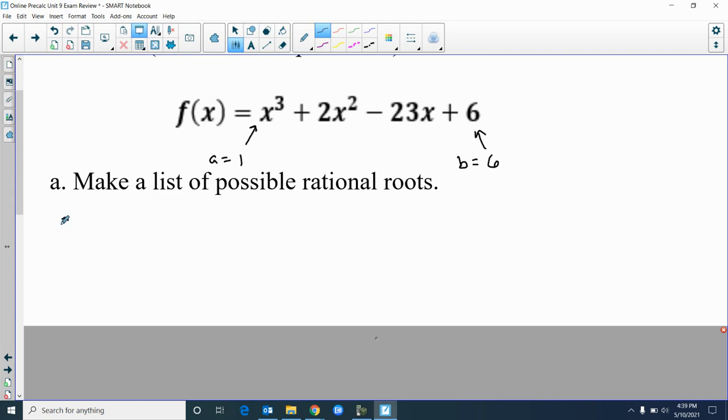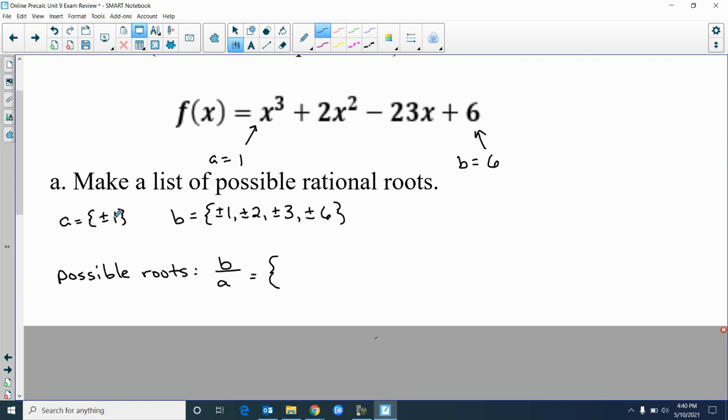All right. Well, A are all the divisors of 1. And the only divisors of 1 are plus or minus 1. B are all the divisors of 6. Well, 1 divides 6, 2 divides 6, 3 divides 6, and 6 divides 6. And so our possible roots are in the form B over A.